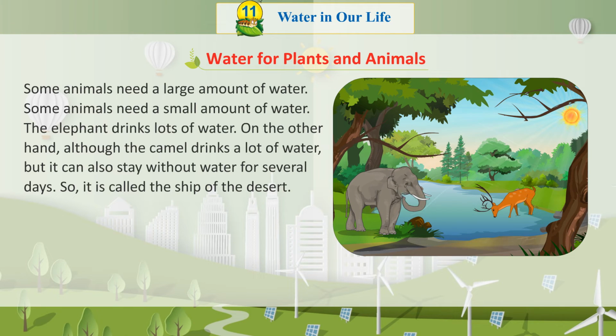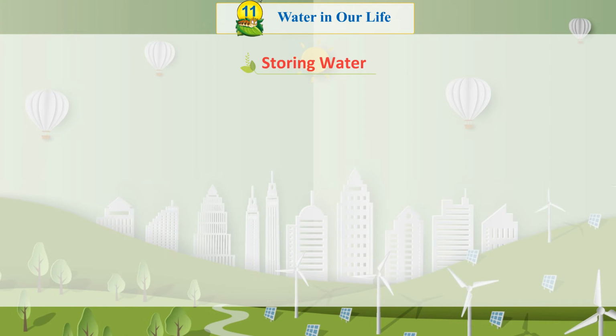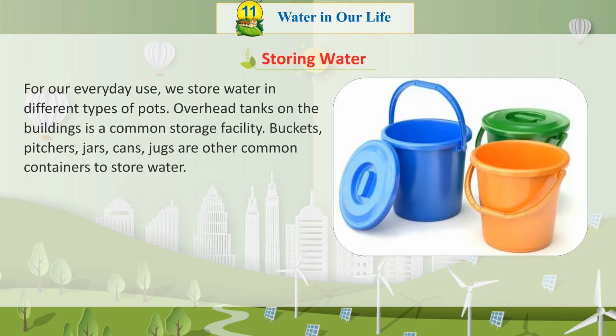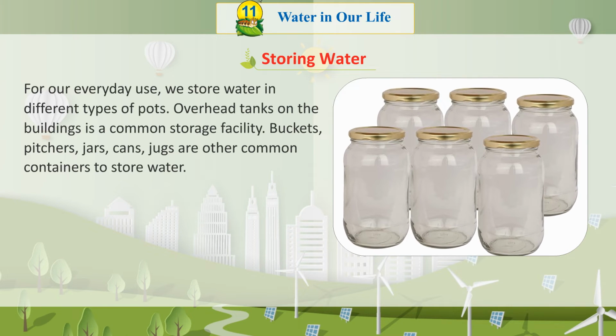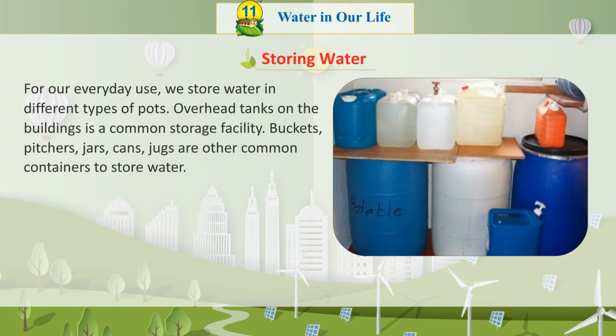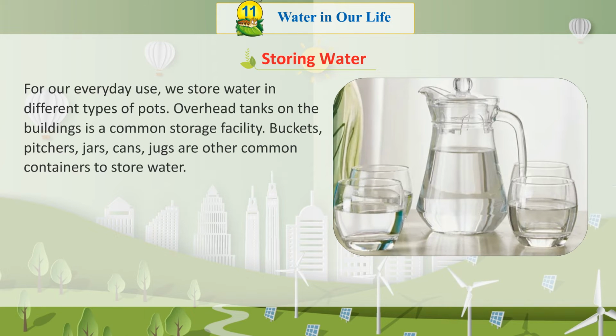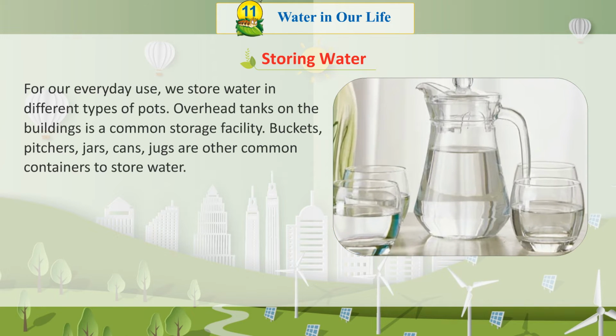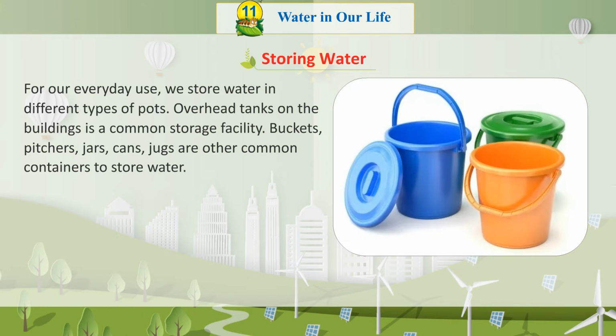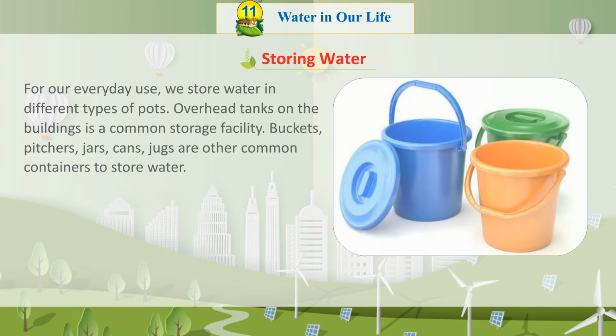The elephant drinks lots of water. On the other hand, although the camel drinks a lot of water, it can also stay without water for several days. So, it is called the ship of the desert. Storing water. For our everyday use, we store water in different types of pots. Overhead tanks on the buildings are a common storage facility. Buckets, pitchers, jars, cans, jugs are other common containers to store water.